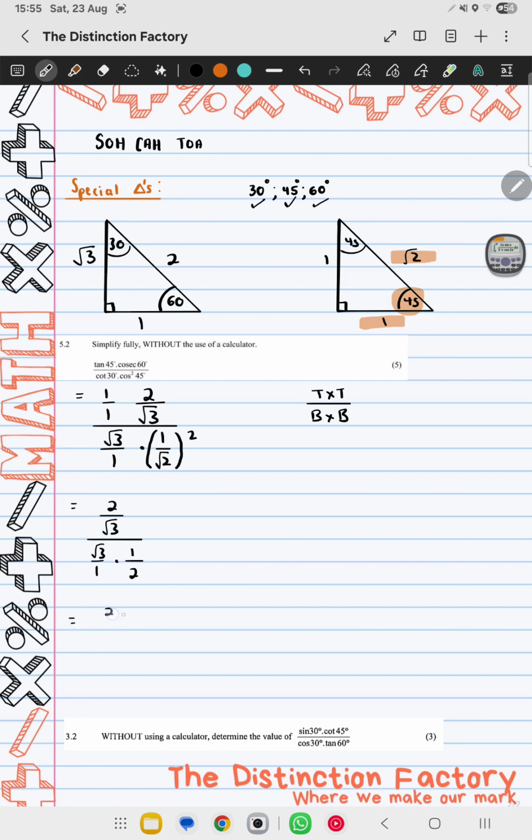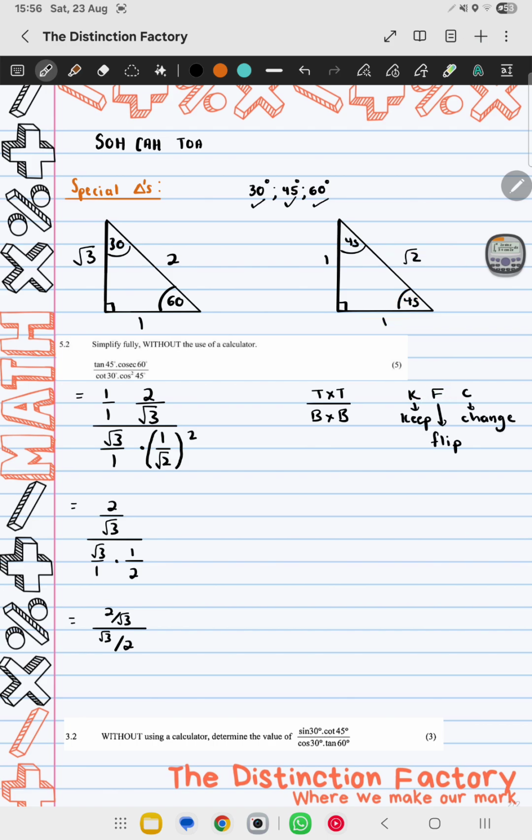We still have our 2 over root of 3 at the top. And at the bottom, we can now do this method. So root of 3 times 1 gives me root of 3, and this is over 1 times 2, which is 2. From this part, we are dividing two fractions by each other. So when we're dividing fractions, we follow the KFC method.